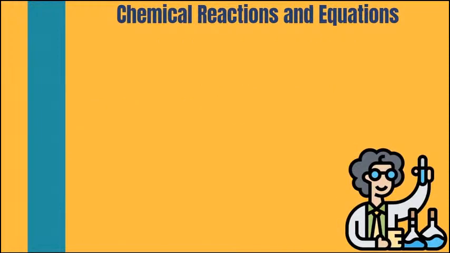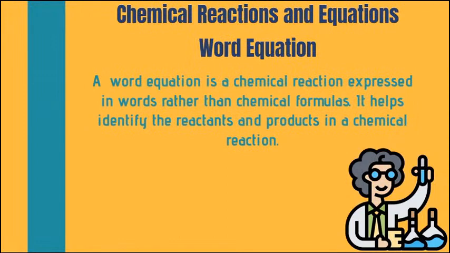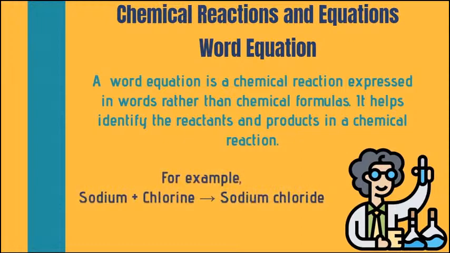Okay, so now let's get deeper into chemical reactions and equations, as we have got the basics right. The word equation. A word equation is a chemical reaction expressed in words rather than chemical formulas. It helps identify the reactants and products in a chemical reaction. For example, we can take sodium plus chlorine gives sodium chloride. So the above equation means sodium reacts with chlorine to form sodium chloride.